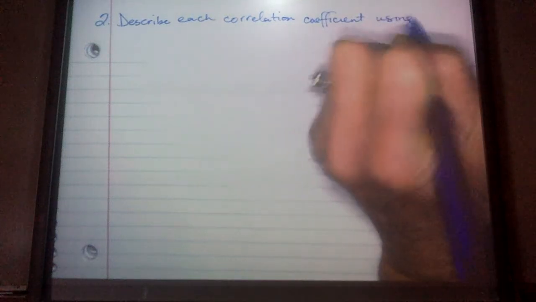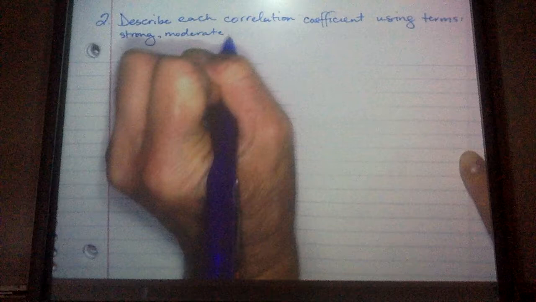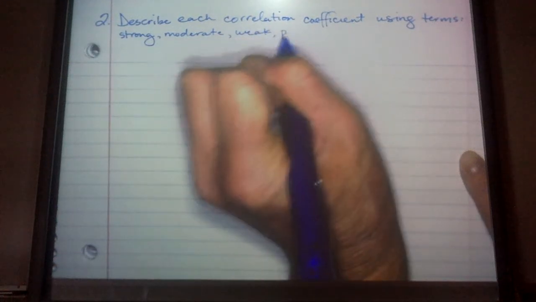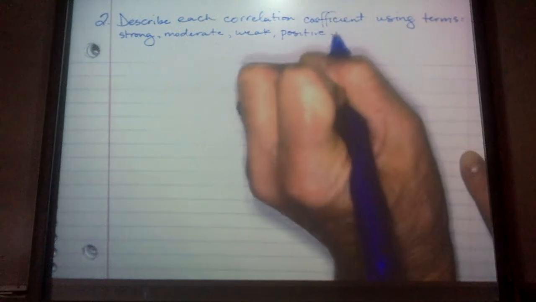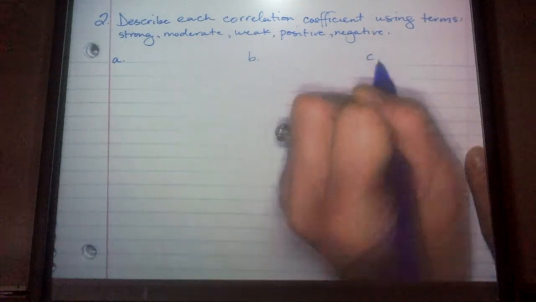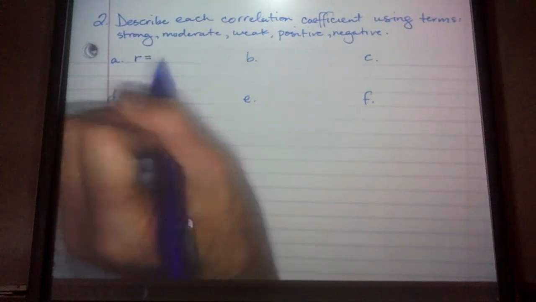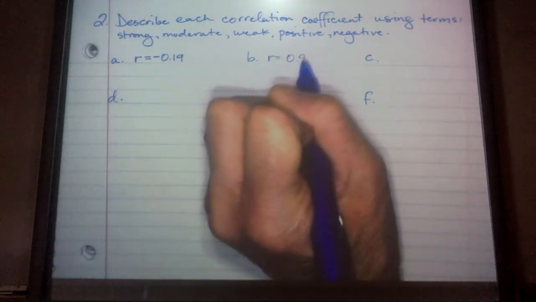using the following terms. So using terms, we'll use strong, moderate, weak, positive, negative. So I'm going to give us several, A, B, C, D, E, F. And I'm going to give you the coefficient, the correlation, which is R. So in the first one, R equals -0.19.